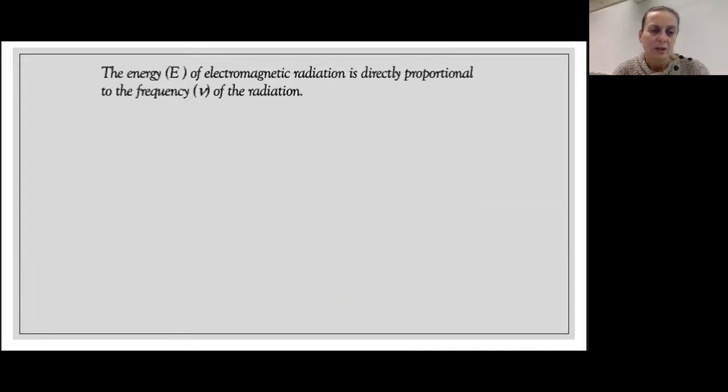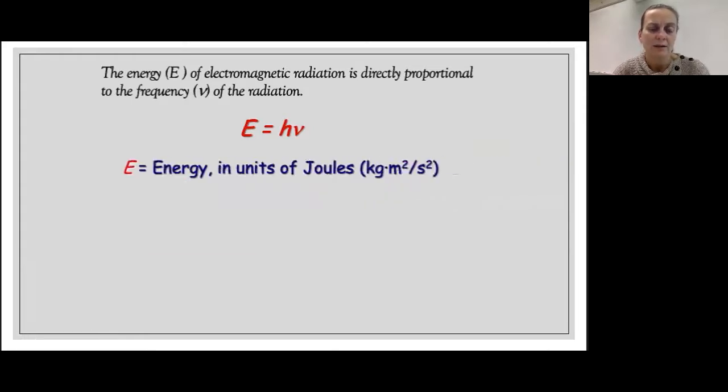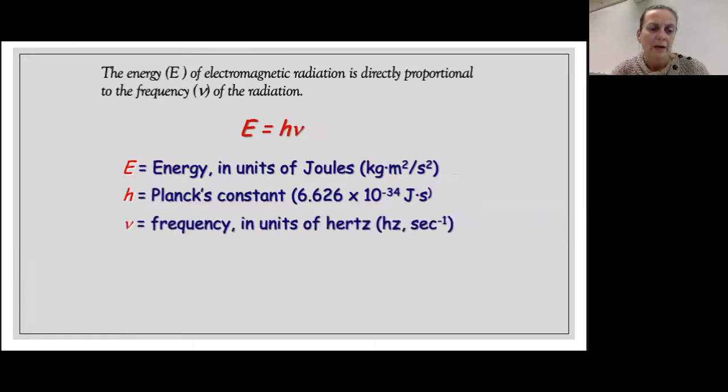And so that relationship is given by the equation E equals h times nu, where E is energy in the units of joules, h is Planck's constant, which is 6.626 times 10 to the negative 34th joule-seconds, and frequency is in units of hertz or per second. So that nu stands for frequency.